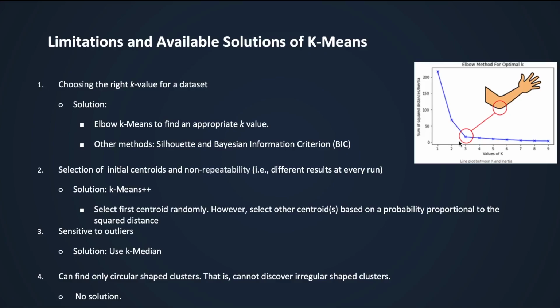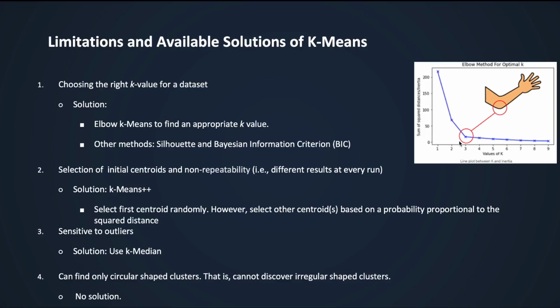Next is the fundamental drawback of the k-means algorithm, which is how to select initial centroids. Since we are selecting the initial centroids randomly, we may not get the same results every time. So this is a problem with the k-means algorithm. To solve this problem, we apply the k-means++ algorithm.